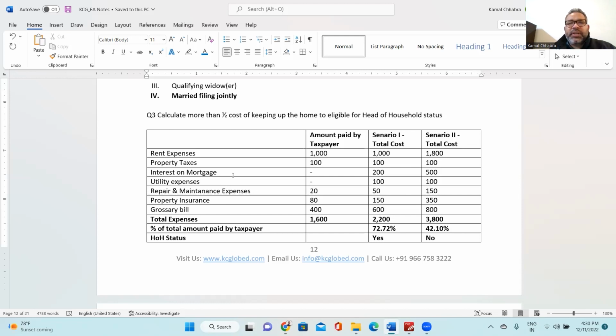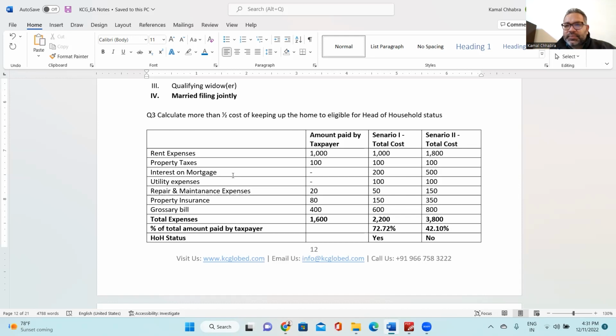So what percentage of the expenditure have you paid? 1,600 divided by 3,800. How much is the percentage? 42.10%. That is less than 50%. So if you are paying less than 50%, then you cannot claim the status of head of household.